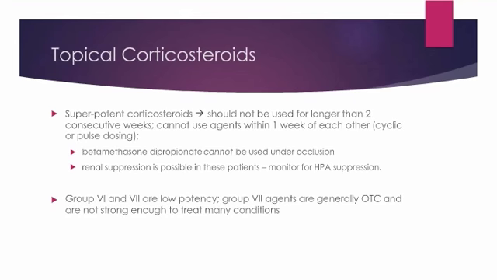Super potent corticosteroids, or very highly potent corticosteroids like betamethasone dipropionate ointment or clobetasol propionate cream, should not be used for longer than 2 consecutive weeks. Sometimes patients do need to do cyclic or pulse dosing, so they'll need to alternate between 2 different super highly potent corticosteroids, but if they're going to do that, they cannot use one agent within the week of another. So it's almost like you need to have an on-off period if you're going to do cyclic or pulse dosing of super potent corticosteroids.